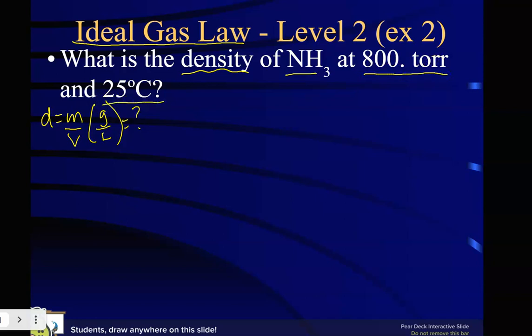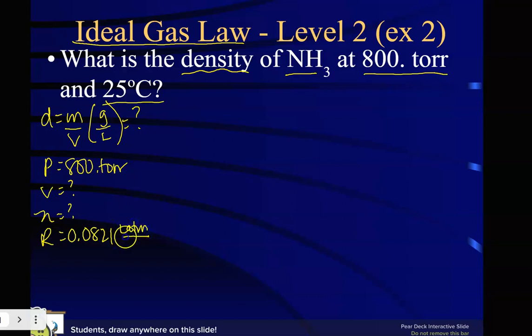It doesn't seem like we get a lot of information, but in fact we do. We get a pressure of 800 torr. We don't get a volume. We don't get an amount. We do have the ideal gas law constant, 0.0821 liter atmospheres per mole Kelvin. And we get a temperature of 25 Celsius, which we all know by now is going to be equal to 298 Kelvin.